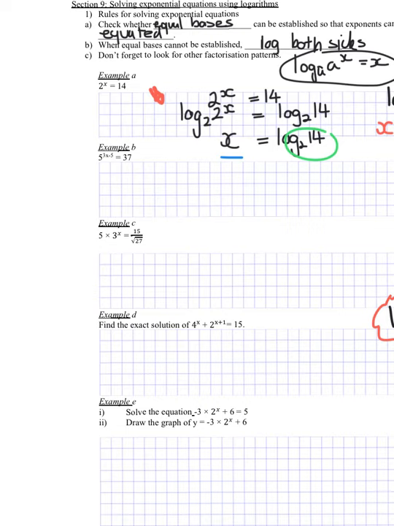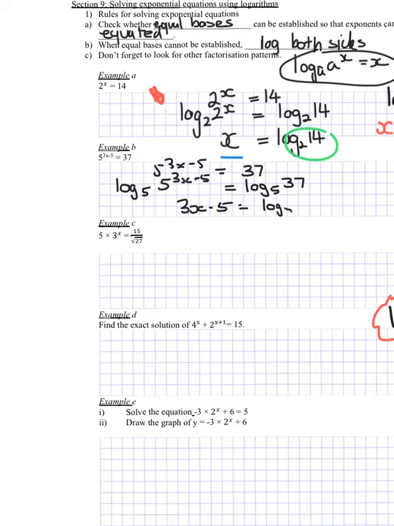We're not going to log base 10 it, because there's no need to, so I'm going to go 5 to the 3x take 5 is equal to 37. I'm going to log base 5 on both sides of 5 to the 3x take 5 equals log base 5 of 37. And so therefore I'm going to get 3x take 5 is equal to log base 5 of 37.